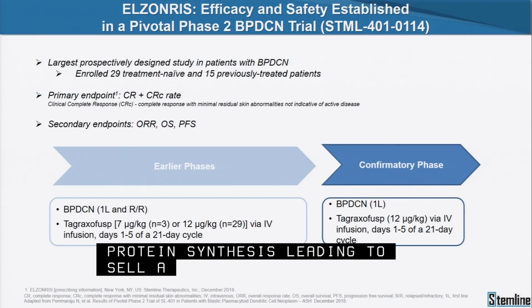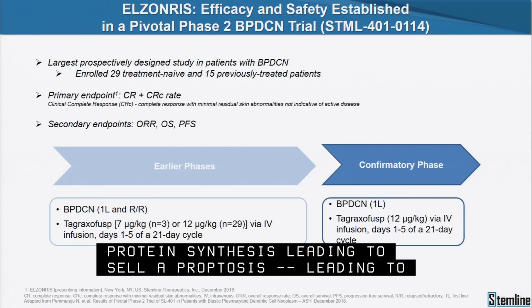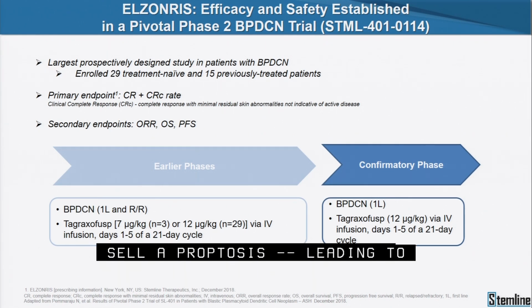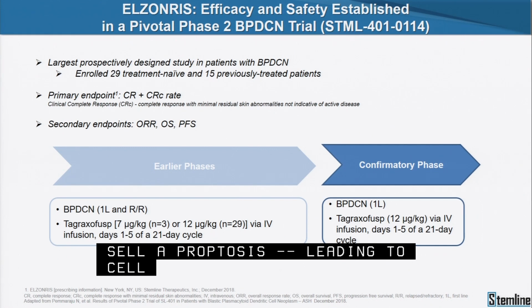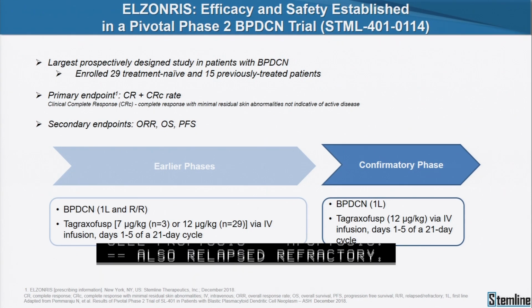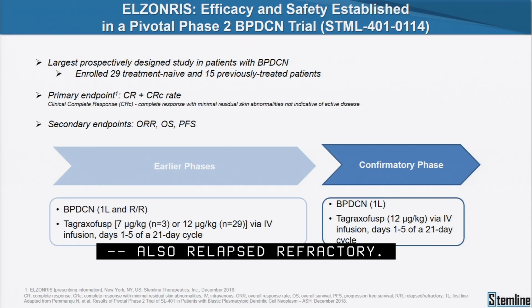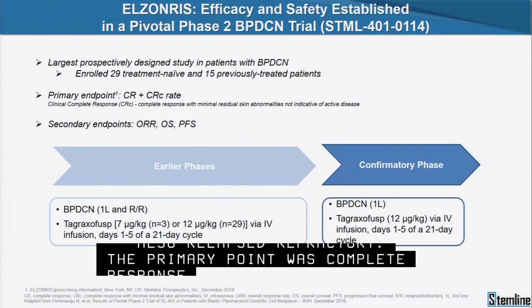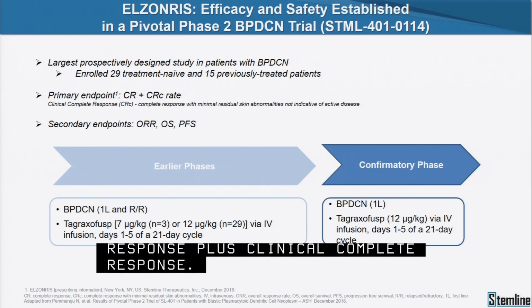Here is the pivotal phase 1, phase 2 trial evaluating patients with treatment-naive BPDCN and also relapsed refractory BPDCN. The primary endpoint was complete response, described as complete response plus clinical complete response. Secondary endpoints included overall survival and overall response rate.